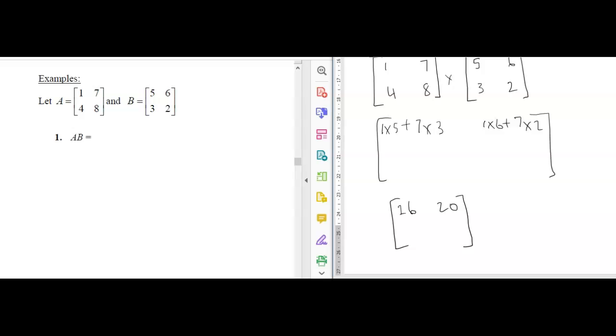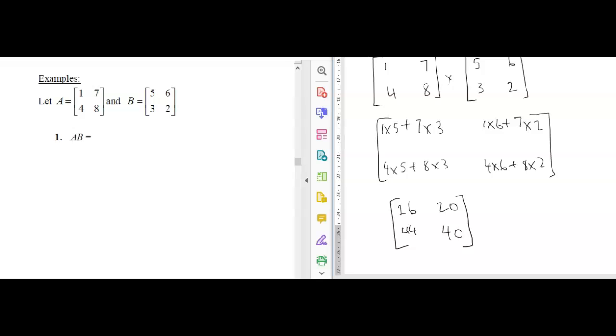So 4 times 5 plus 8 times 3. So 4 times 5 is 20. 8 times 3 is 24. So we're going to have 44 there. And then the last element, 4 times 6 plus 8 times 2. So 4 times 6 is 24. And then 8 times 2 is 16. So we're going to have 40.